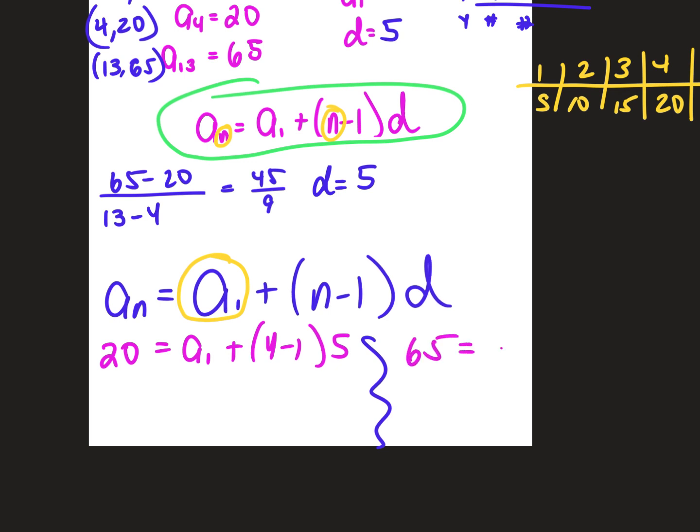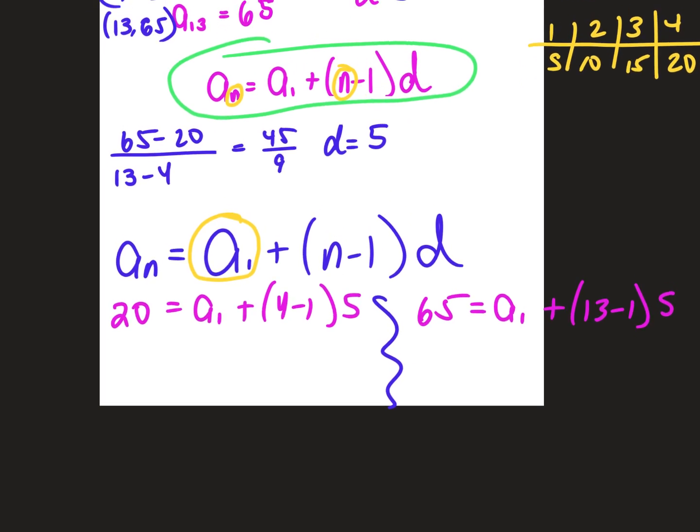65 equals what? 13 minus 1 times 5? Okay, this always works, guys. Every single time you have an arithmetic function, you find the slope, and then you pick one of the points. It doesn't matter which one, you're gonna get the same answer. But you can work backwards.